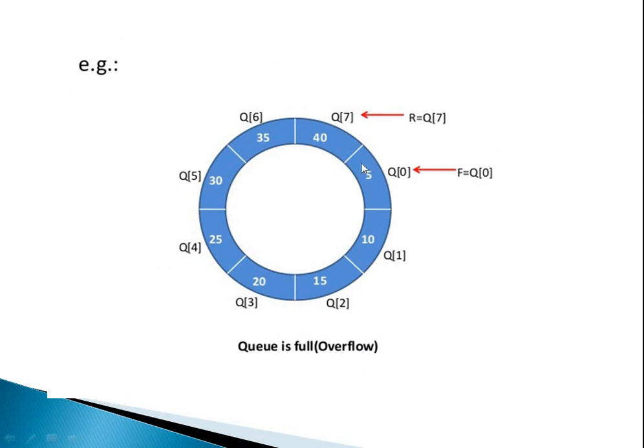This you can see here. When you cannot insert new elements, here at q7 and q0, if rear equals front, in that case there is no space because all the space is full. This condition is known as overflow.